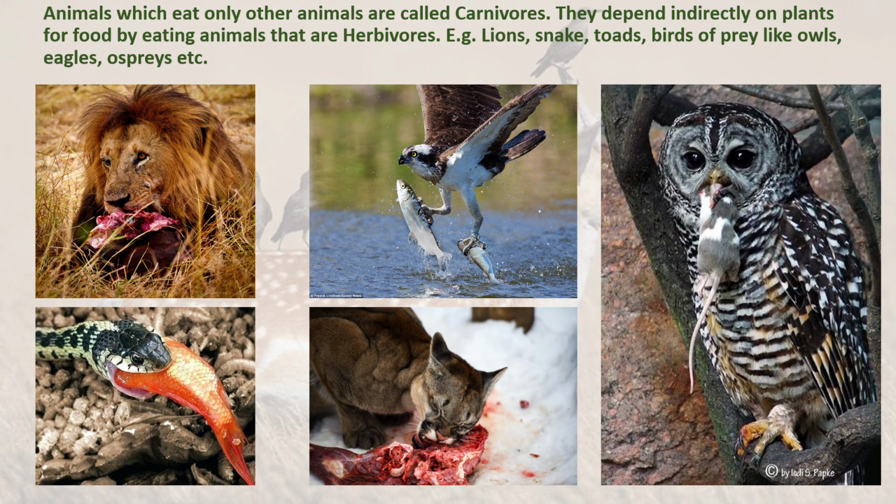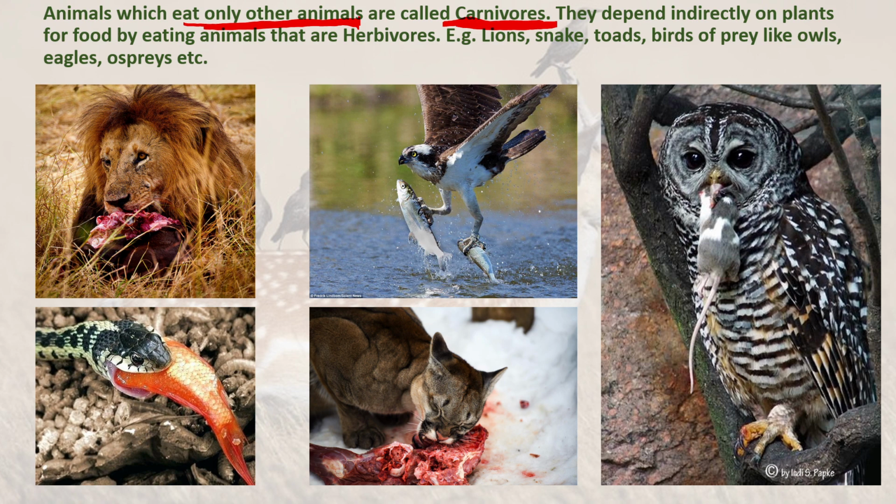Now, there are few animals which eat only meat. How do they get their meat? By hunting other animals, right? So these animals only eat other animals, the meat from other animals. So these kind of animals are called carnivores. They eat only other animals, okay? They don't eat directly from the plants.